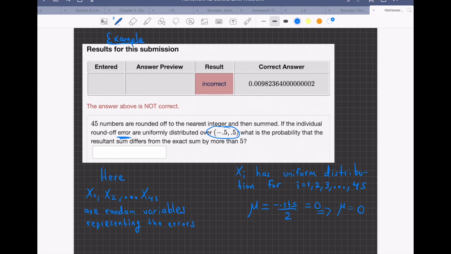And the variance is equal to the formula for the variance, the right endpoint minus the left endpoint, 0.5 minus -0.5, squared, divided by 12.